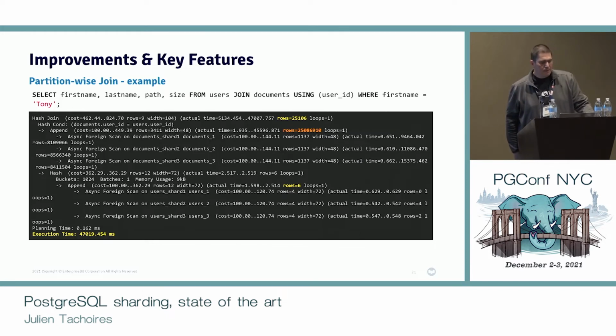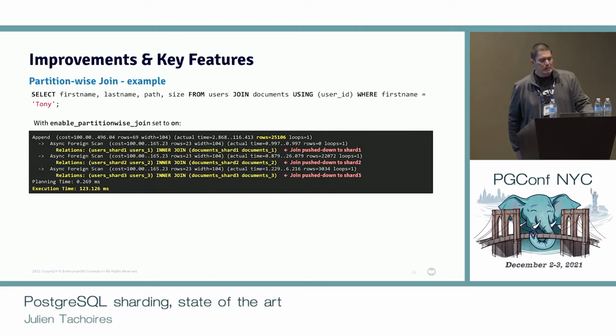And then foreign scans on documents partition are executed, but this time 25 millions of rows are fetched. 25 millions is the total number of documents in our database. And at the end, the join operation is executed on 6 users on one side and 25 millions of documents on the other side. And the total execution time is 47 seconds.